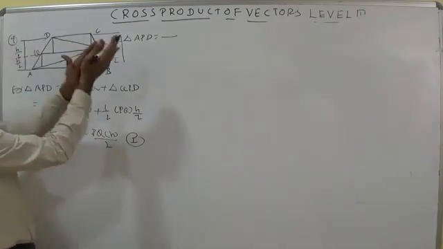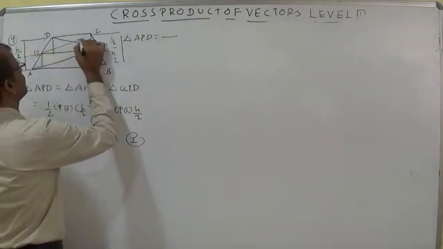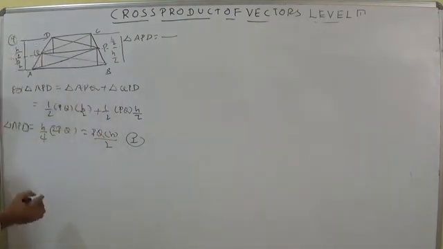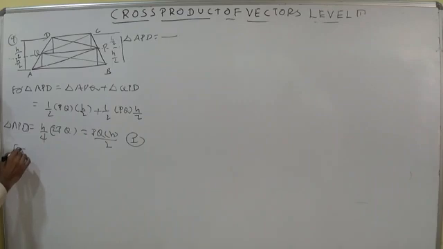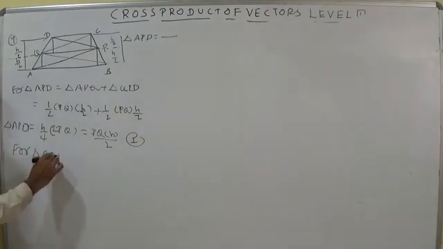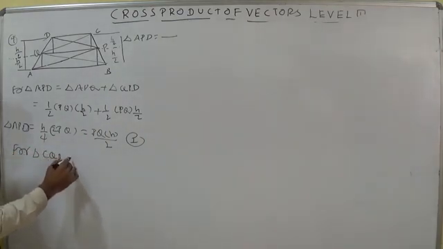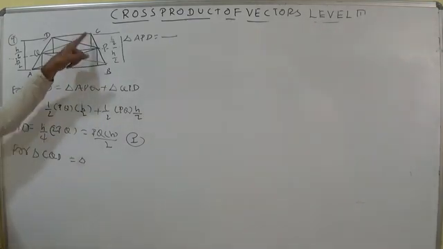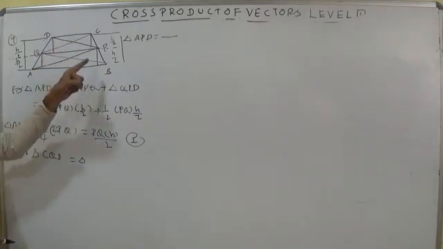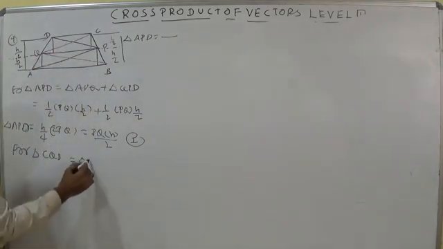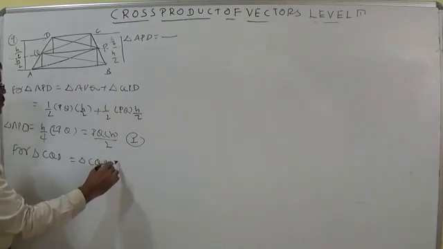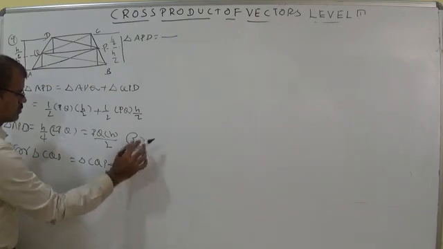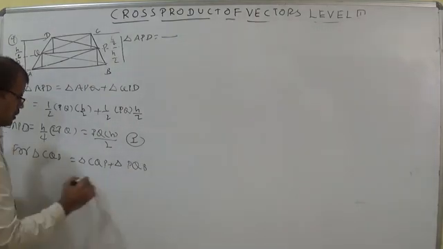This is APD. This side you join, join CQB. Now again I am writing for triangle CQB. For triangle CQB, area of delta CQB is equal to the total area of CQB, which you can write as delta CQP plus delta PQB.